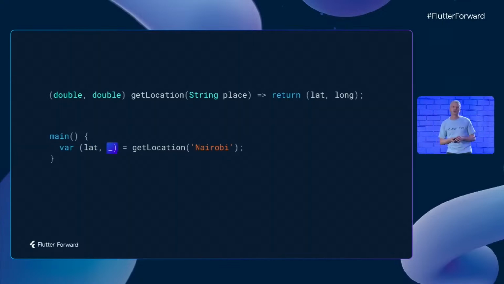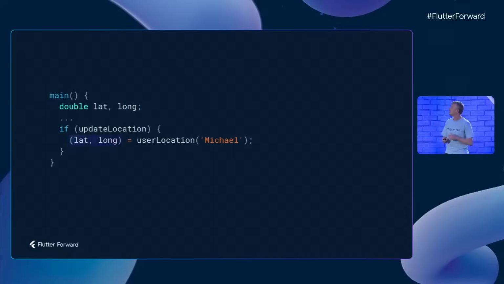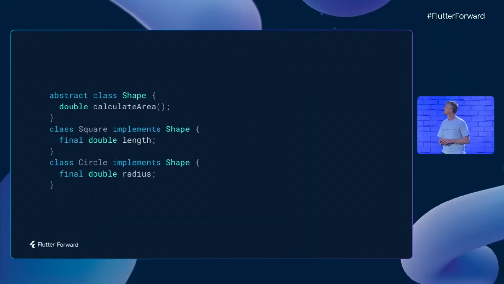If you want to, you can also discard one of the fields using the underscore pattern. Sometimes you might want to just update existing variables instead of binding new ones, and in that case, you can of course do that too. But they can also be used on much more complex data structures. Here's an example using a class hierarchy of shapes.